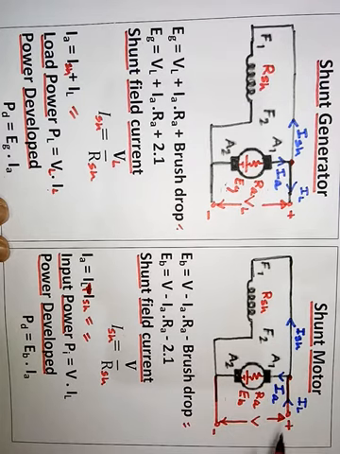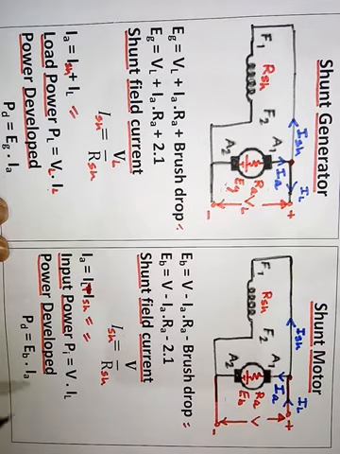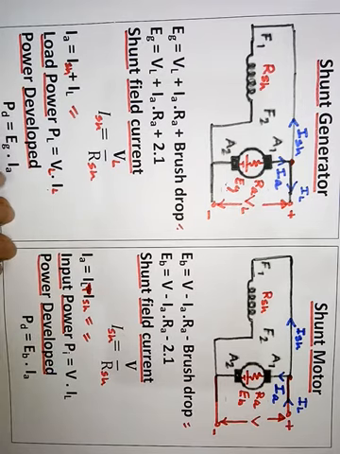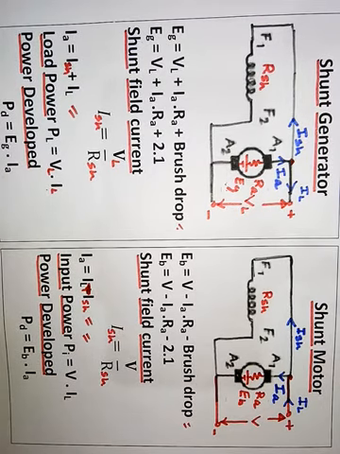And what is the input voltage? This is V. So what is the input power which is given to the circuit? This is V into IA. Then the power developed in the armature circuit is PD equal to EB into IA. So with the help of these equations, we are able to solve the numerical problems which are frequently asked in the end semester examinations.